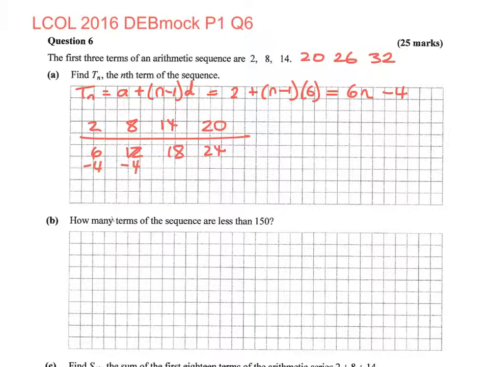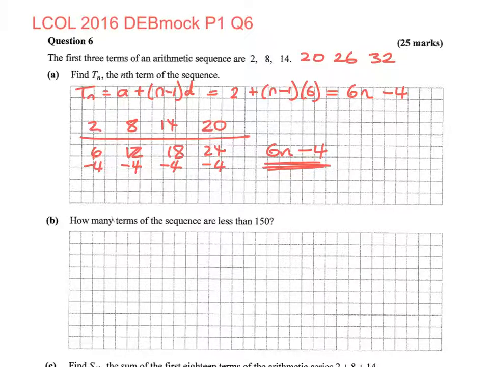If I took away 4, I'd get 8. If I took away 4, I'd get 14. If I took away 4, I'd get 20. So we basically have the 6 times table, and we're taking away 4 from that. So I get my formula a slightly different way, from understanding what's actually happening in the sequence, as opposed to just using a formula like a robot, substituting two numbers into it and rearranging it. It's good to have both methods available to you as a skill.